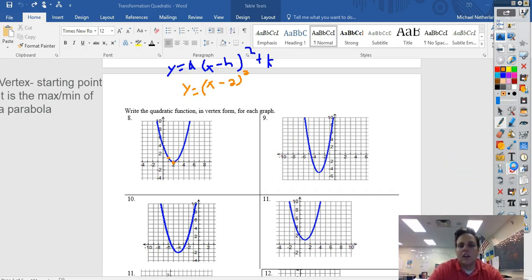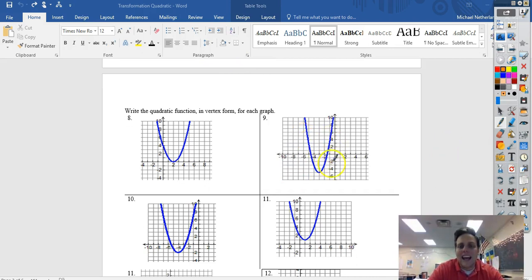Okay? Let's try to do, I'm going to try to do number 9, okay? So when we look at number 9, we find our vertex. It's right there at -3, -5. So I'm going to write y equals, all right, if I'm at -3, that means I went left 3. So that means I need to write x plus 3, because going to the left means I'm adding my h. Okay, and then I went down 5, so I say -5.